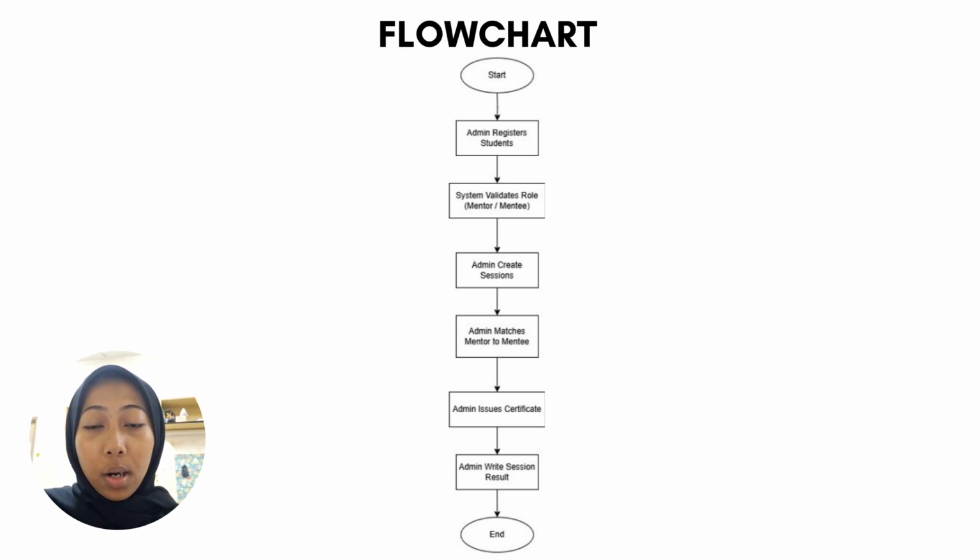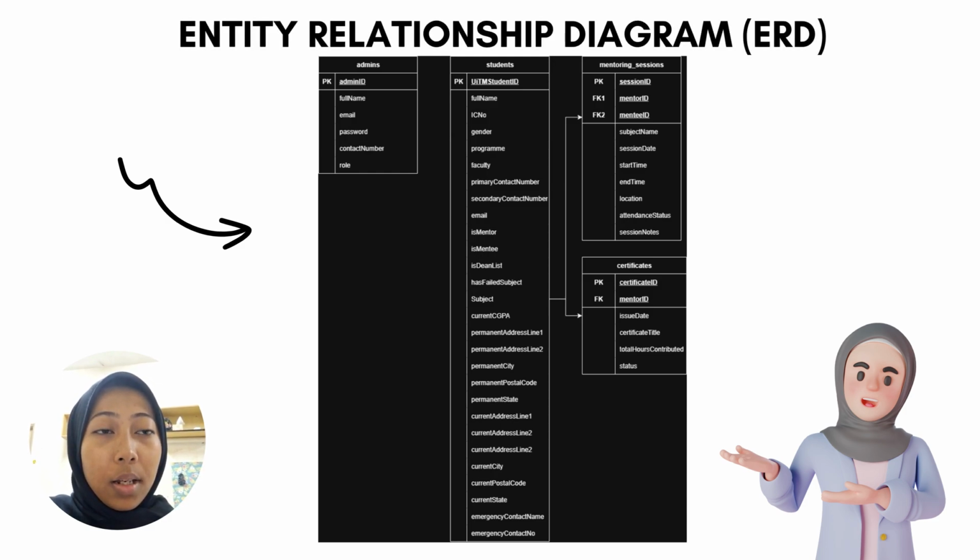Next is the flowchart that outlines the main process of our system. It starts with students' registration by the admin. The system will validate the role of students, whether it is a mentor or mentee, by their GPA results. After that, admin will create mentoring sessions between mentor and mentee. And after the session has been completed for the required times, admin can issue the certificate to the mentor, and after that, the system will end.